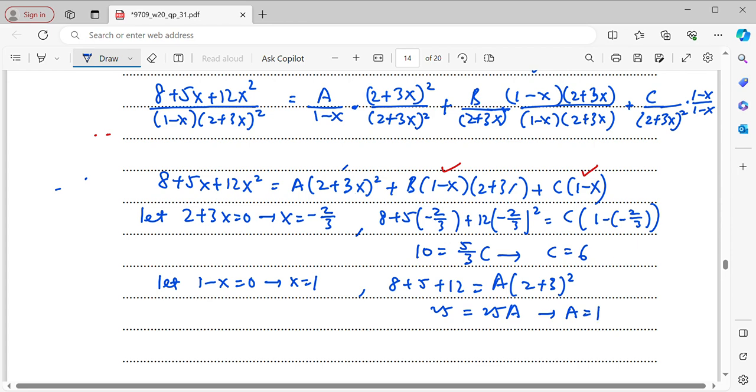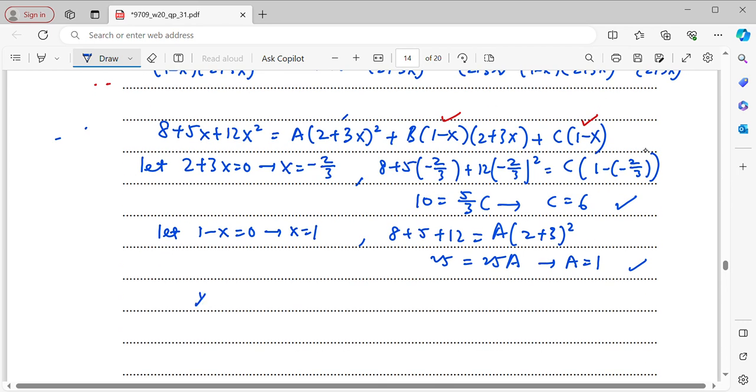So since we have found C and A, to find B, we don't have other factors. Therefore, we just let x be any other number. The easiest is just let x be 0.